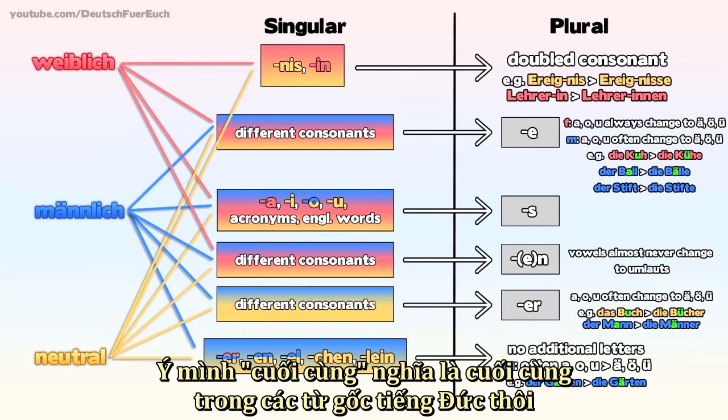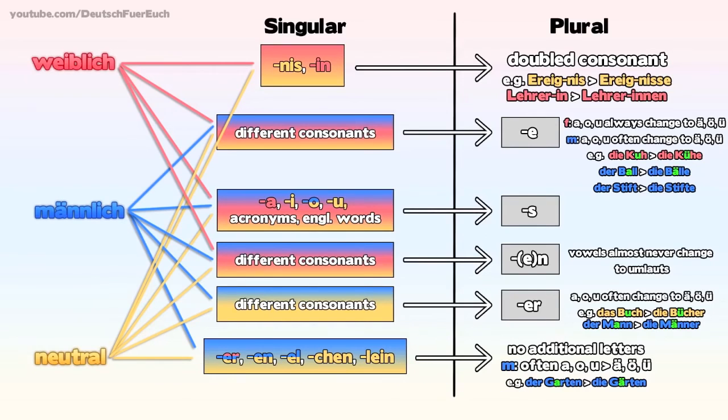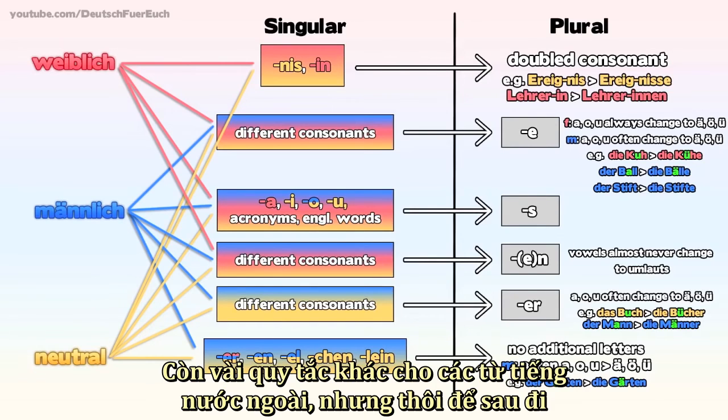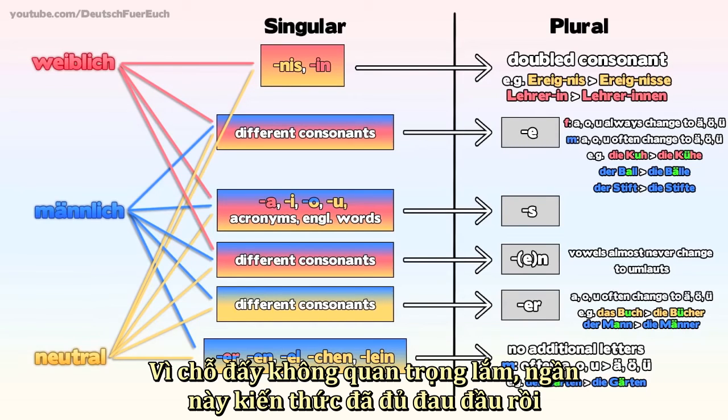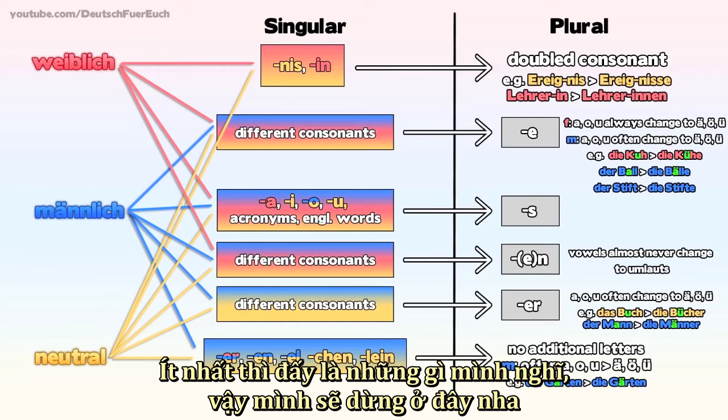Now I said last group. This means the last group of the words that are of German origin, also including English words. There are some more rules for certain foreign words, but we'll leave those aside for now because there are not enough of those to confuse you even more. At least, those were my thoughts on that.